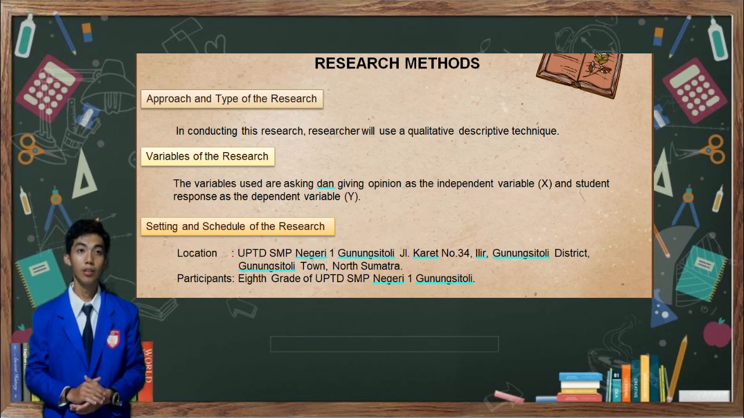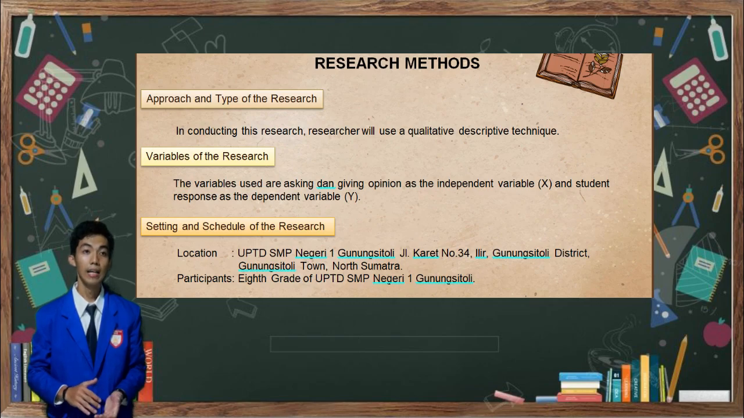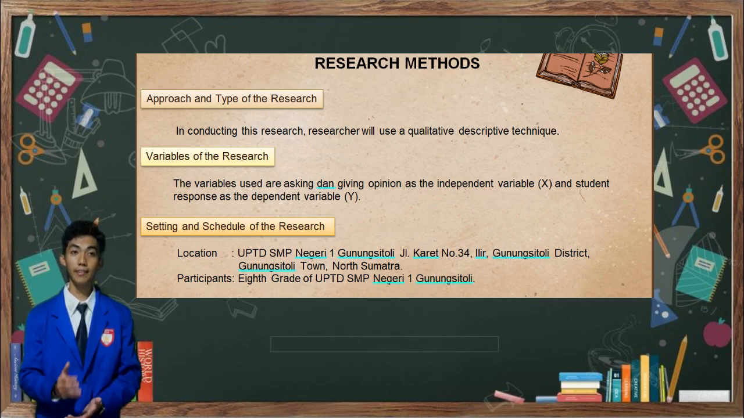The next is the variable of the research. The variables used are asking and giving opinion as the independent variable and student response as the dependent variable. The third is the setting and schedule of the research. The location is UPTD SMP Negeri 1 Gunung Sitoli, Jalan Karet, number 134, Ilir, Gunung Sitoli District, Gunung Sitoli Town, North Sumatera. Participants are A grade of UPTD SMP Negeri 1 Gunung Sitoli.